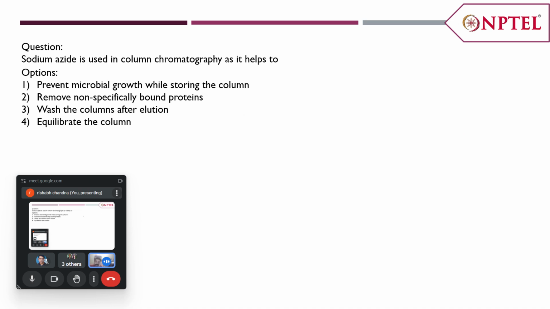Sodium azide is used in column chromatography as it helps to prevent microbial growth while storing the column, remove non-specifically bound proteins, wash the columns after elution, or equilibrate the column. What can be the correct answer?